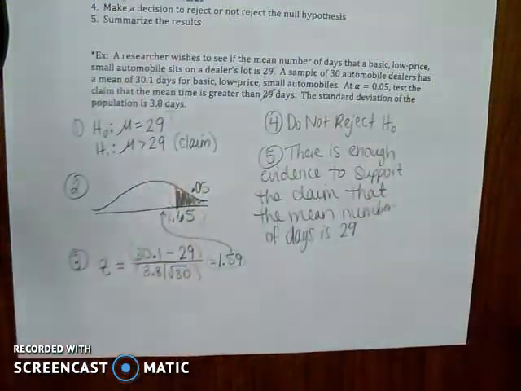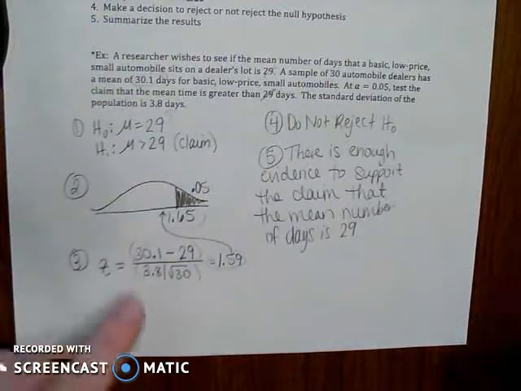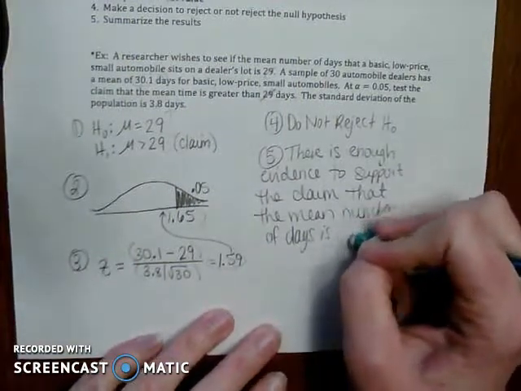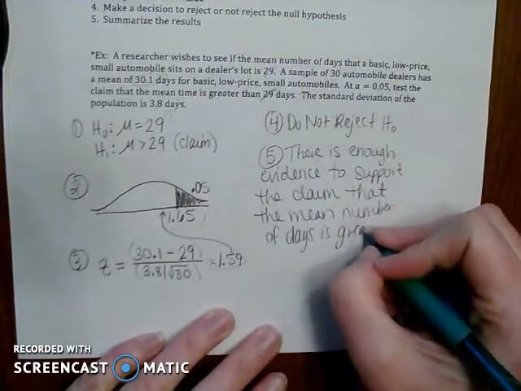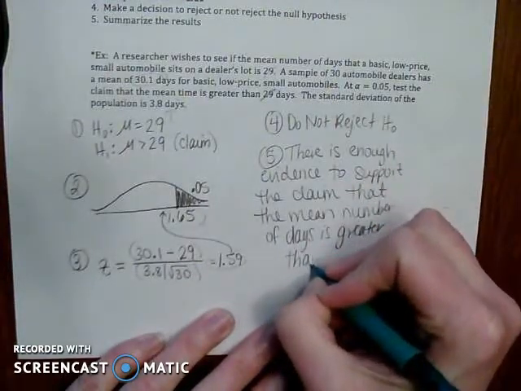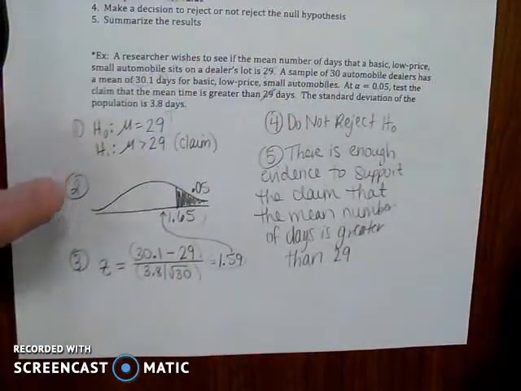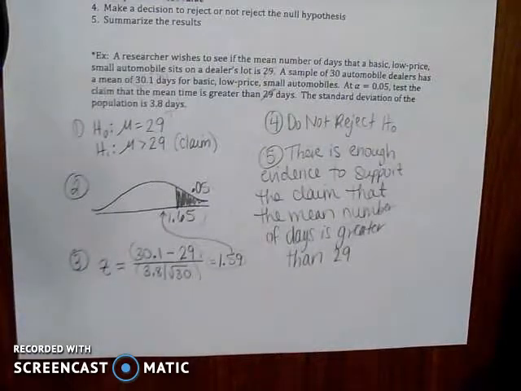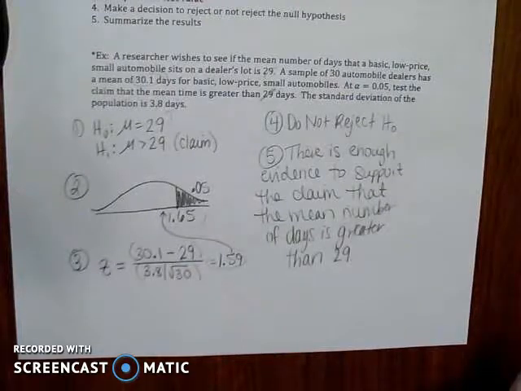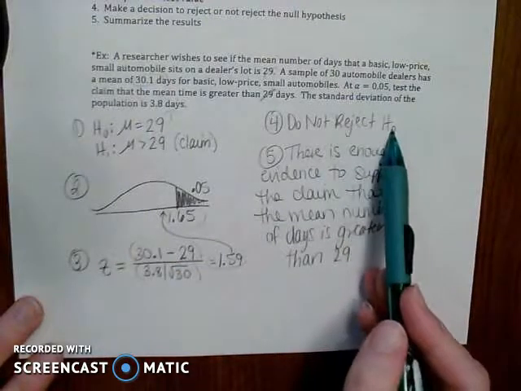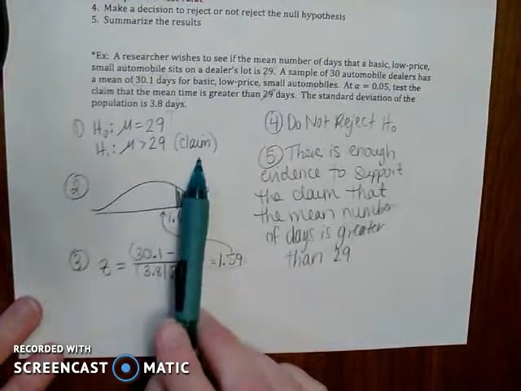Again, we did not prove that it's equal to 29. We just cannot say, based on our evidence, that it's greater than 29. Okay. Oh, wait. I forgot the greater than part. Okay. So again, we did not prove that it's equal. We just cannot say, based on our numbers, that it's greater than 29. So that's what your 5 steps look like. Step 4 has to go with H sub 0. Step 5 has to be talked about the claim.